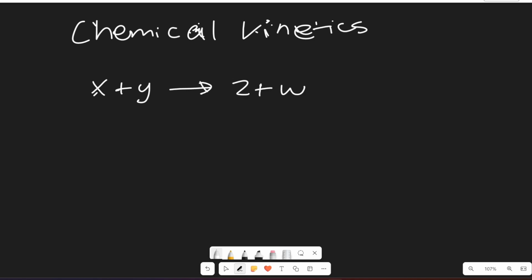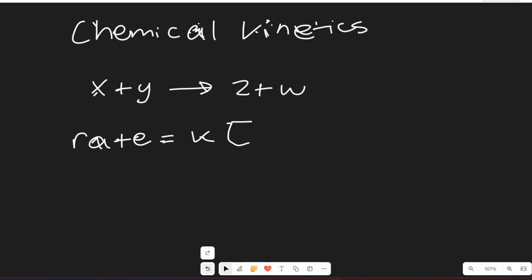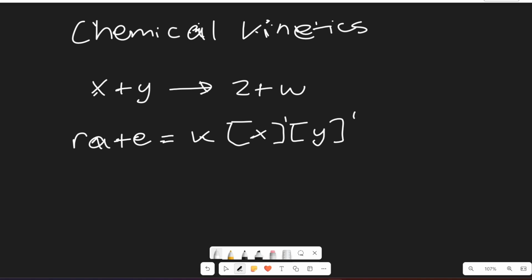Our rate law would essentially be rate equals K times the concentration of X, and then times the concentration of Y. And in this case, it would be 1 for both these because the coefficient in the reaction is 1. And if we add up these powers here, we have 1 and 1. This is known as a second order overall reaction.